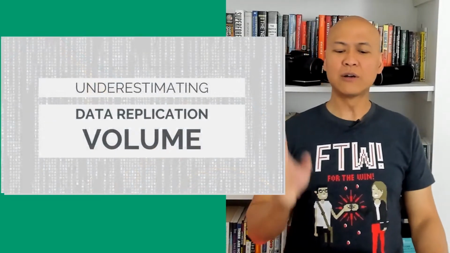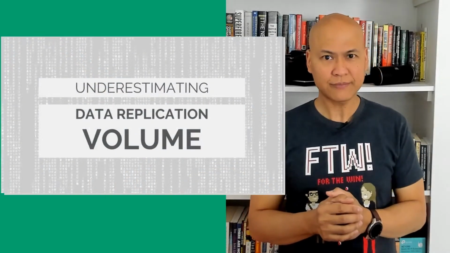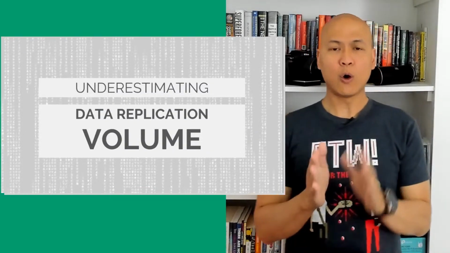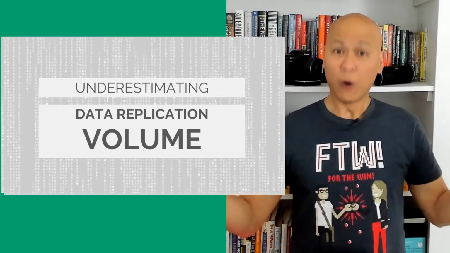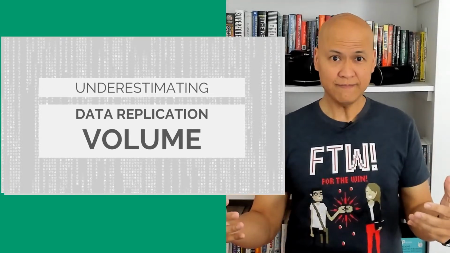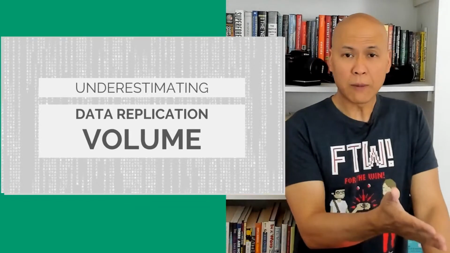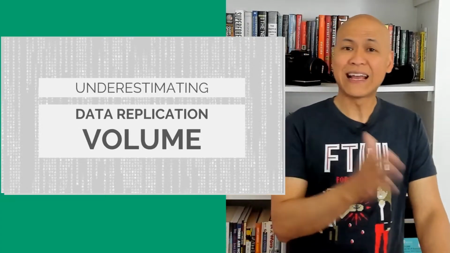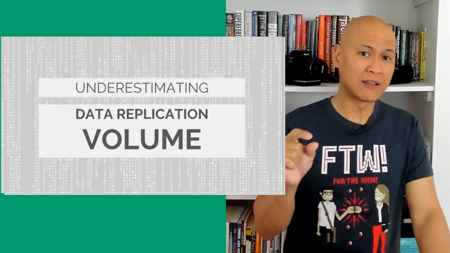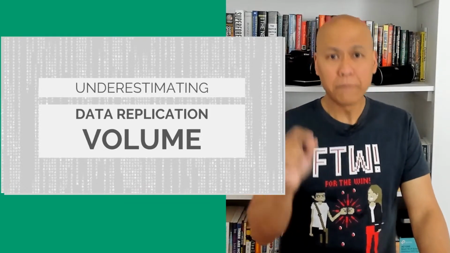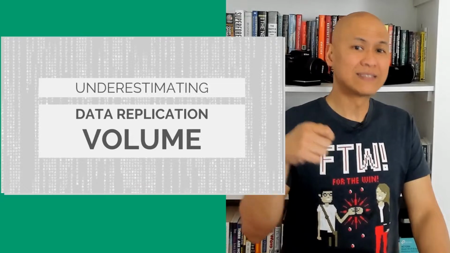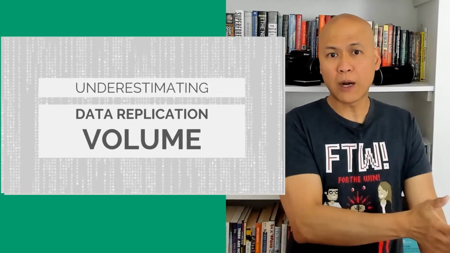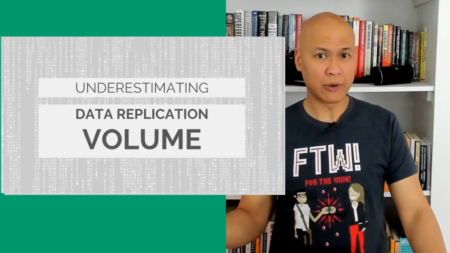The second one is underestimating data replication volume. Your always-on availability groups are also talking to each other, and the primary replica is sending transaction log records to the secondary replica. I call that the data replication, but the replication happens at the physical layer, meaning it is exactly what is written to the transaction log record onto the primary that gets replicated over to the secondary replicas.